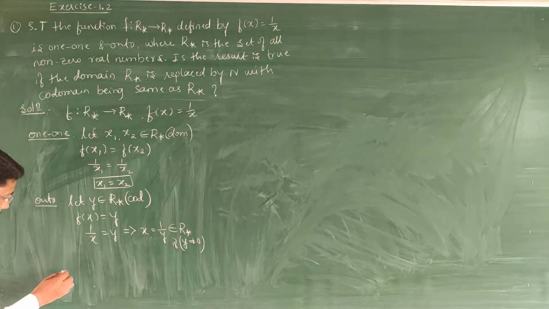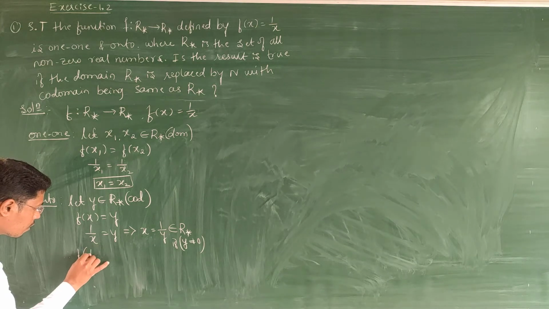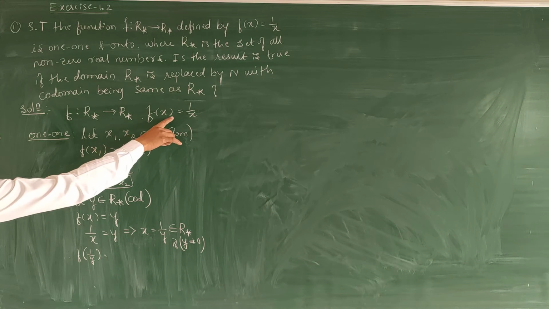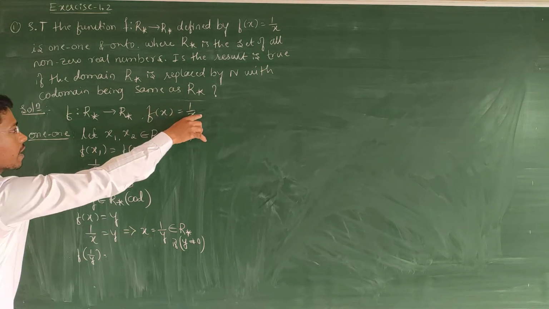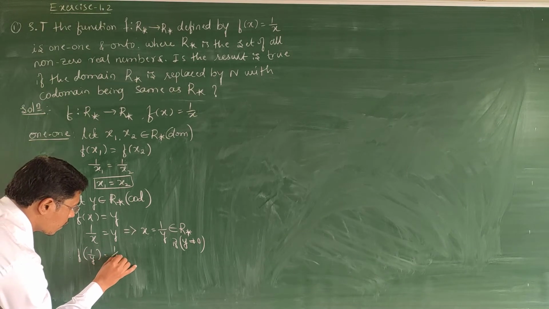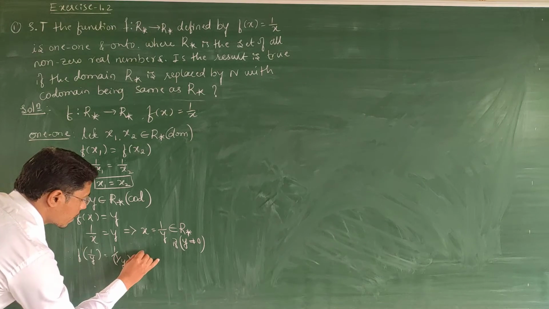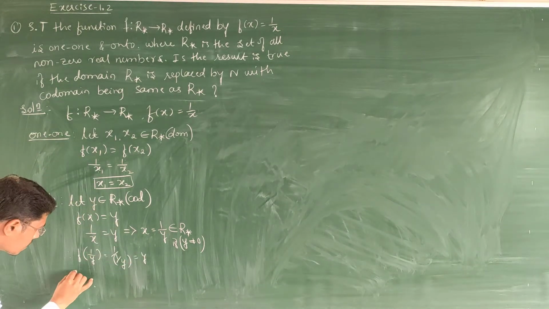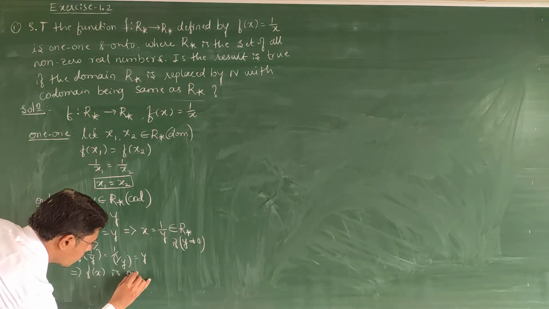Okay, so f of 1 by y equal to, we know f of x equal to 1 by x. If I replace x by 1 by y, then 1 by x is equal to 1 divided by 1 by y. So this y will come in the numerator. F of 1 by y equal to y. This implies f of x is onto.